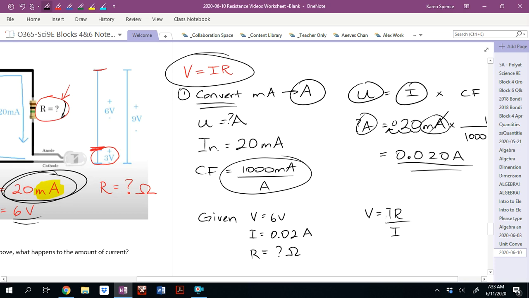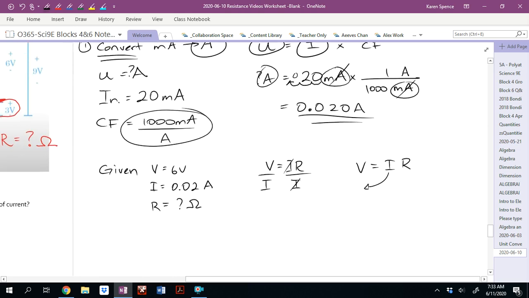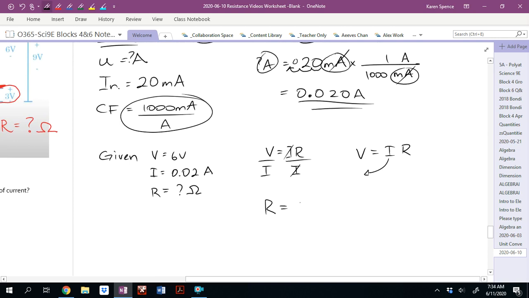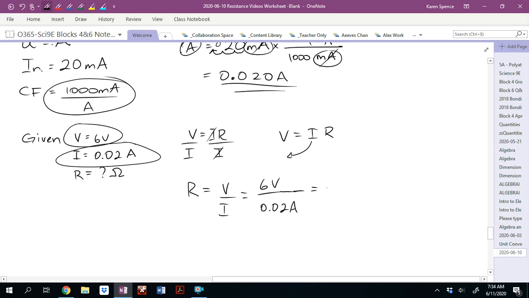So let's take that formula, V equals I times R, and we're going to solve for R. So we need to declutter our R, divide both sides by I. Or you could have done V equals I times R, bring the I down, so in both cases, you end up with R is equal to V over I. Voltage is 6 volts. Current is 0.02 amps.